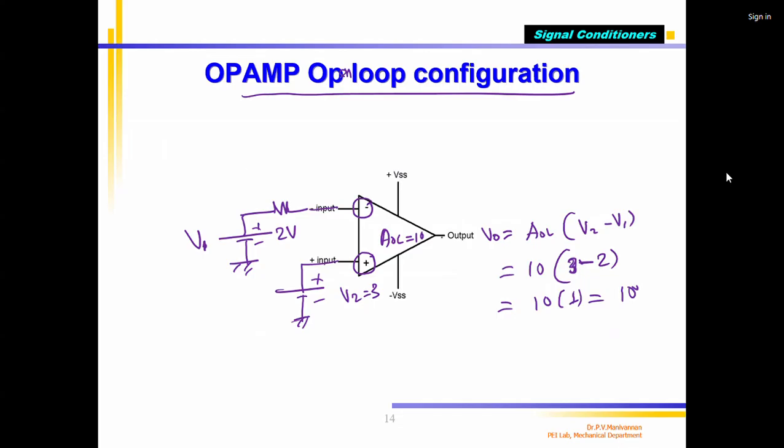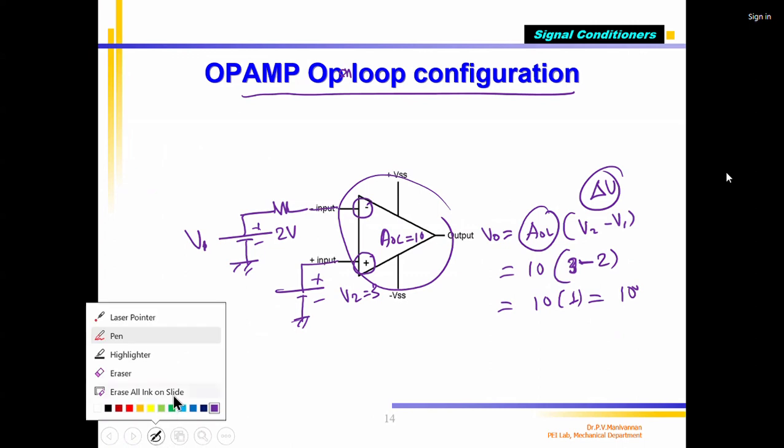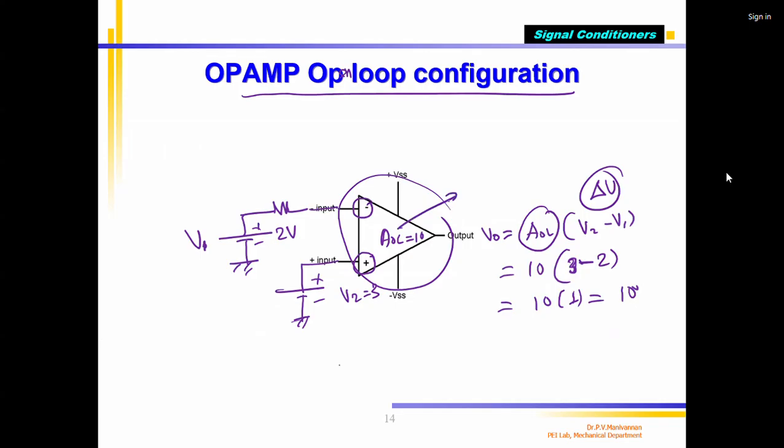Correct? I have an op-amp. There are two inputs. Both inputs are giving two different voltages. The difference voltage delta V will be amplified AOL times and the output will come. This configuration is called open loop configuration. And the main problem with this is that AOL is temperature dependent. Please note that AOL is temperature dependent, just like beta.